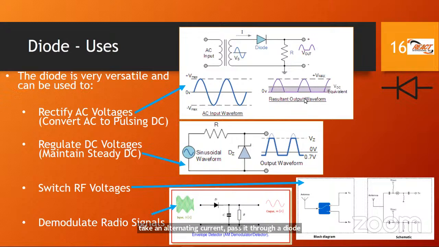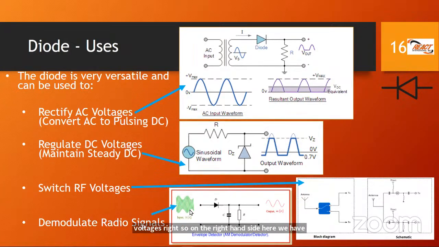So that's called rectification. Another thing that a diode could be used for is voltage regulation, meaning we want a voltage of a particular value, to clamp it. We don't want it above that. We can use a diode as well. We can also use diodes to switch radio frequency voltages, right? So on the right-hand side here, we have an example of that.